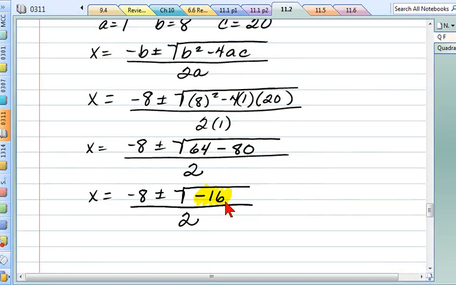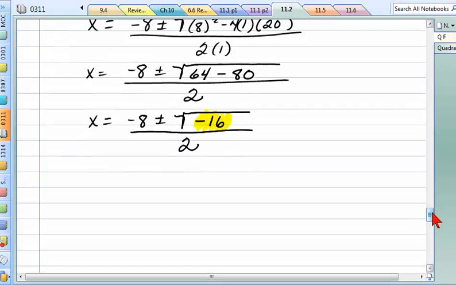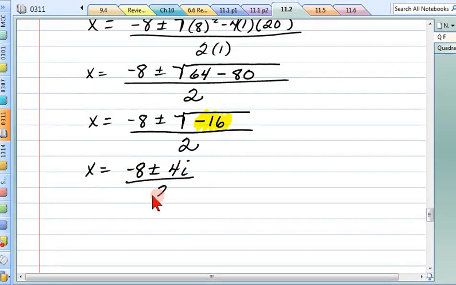This time the radicand is negative. What does that tell you about the answers? They're going to be imaginary, because I'm going to try to take the square root of a negative number. So x is equal to negative 8 plus or minus, what are the square roots of negative 16? 4i over 2. So the negative 16 should tell you that you're going to get imaginary.